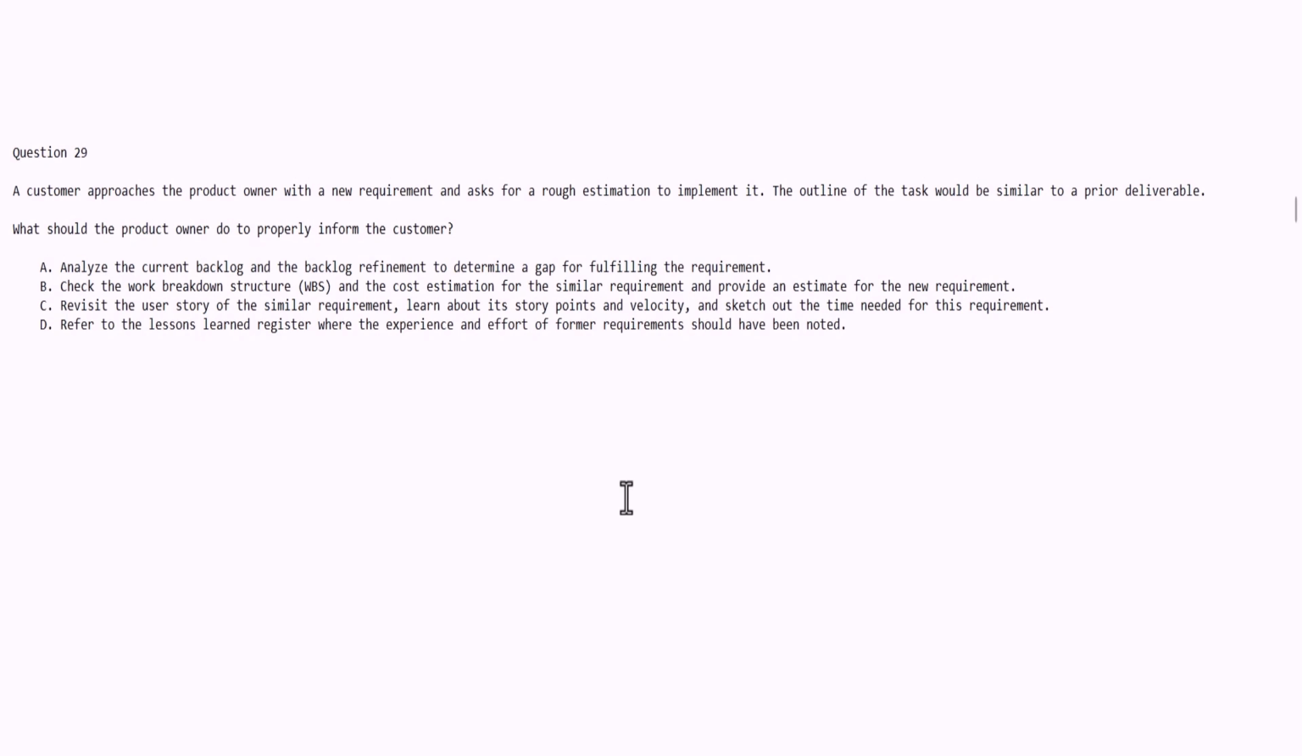Option A, analyze the current backlog and the backlog refinement to determine a gap from fulfilling the requirement. Option B, check the work breakdown structure and the cost estimation for the similar requirement and provide an estimate for the actual new requirement. Option C, revisit the user story of the similar requirement, learn about its story point and velocity, and sketch out the time needed for this requirement. Or option D, refer to the lessons learned register where the experience and effort of former requirements should have been noted.